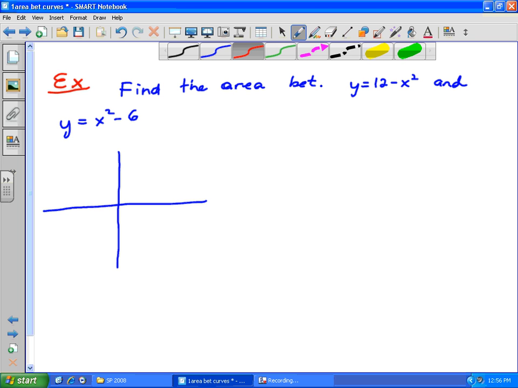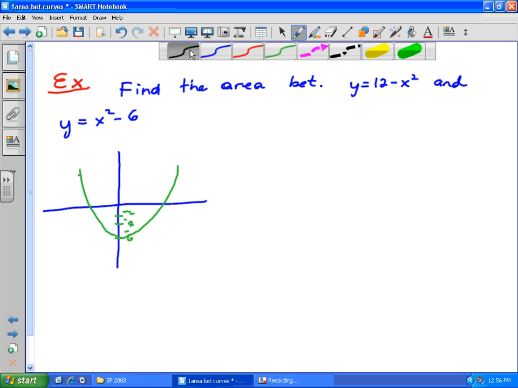For example, x squared minus 6. What kind of a graph would that be? Let's go in units of 2, 4, 6, negative. So x squared minus 6 is a parabola that opens upwards, right? Because x squared is positive. And minus 6 means it's been shifted 6 units down. So here is, roughly speaking, our function there.